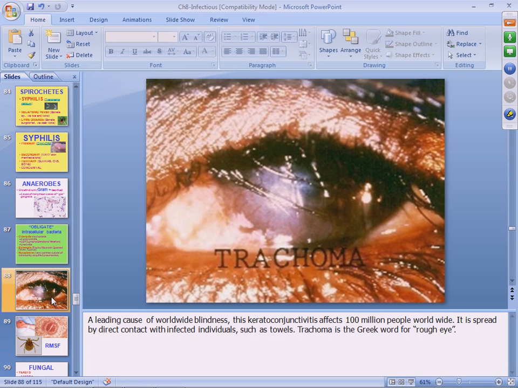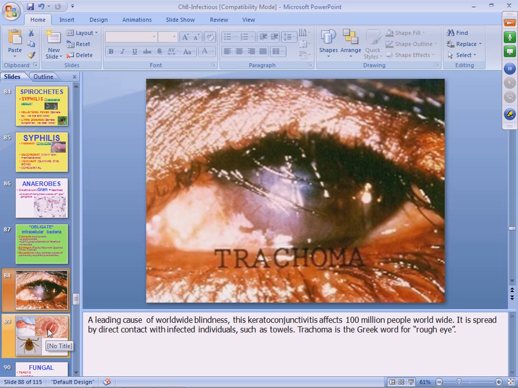That's very likely what chlamydia might look like in the eye. In this case, it's called chlamydia trachomatis because trachoma is the Greek word for rough eye. It's a very hazy, unclear cornea. This is infection with chlamydial organism, affecting 100 million people worldwide.